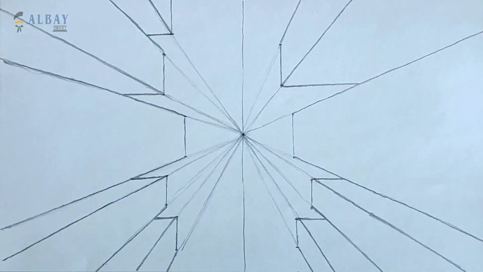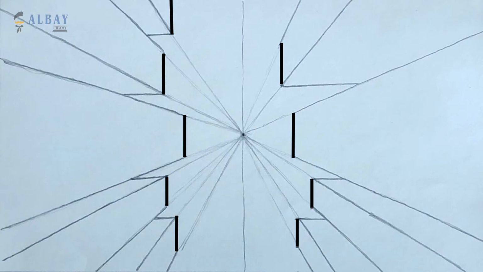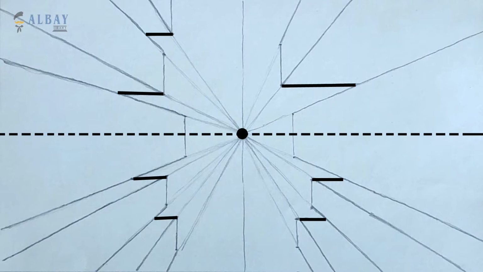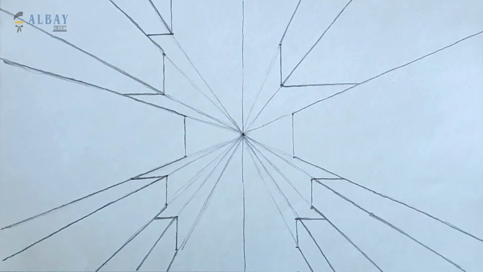Okay, good. Let's check what we've done so far. All the vertical lines drawn are parallel to the right and left edges of the paper or the guideline. And all the horizontal lines drawn are parallel to the top and bottom edge of the paper or the horizon line. Buildings look like cardboard boxes, right? So what can we do to make them look like real buildings?